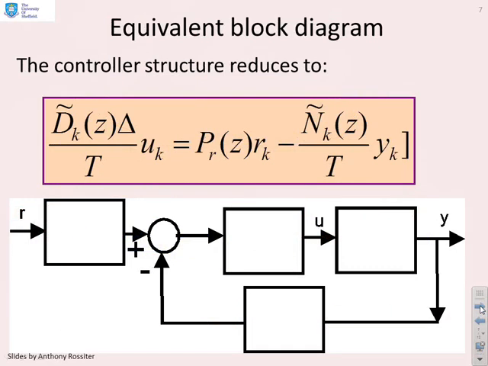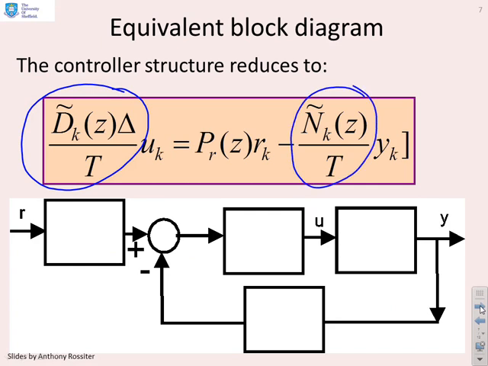Let's look at the new block diagram then. You'll notice the control law has changed slightly, because now multiplying delta u we've got this D_k tilde over T, and multiplying y we've got N_k tilde over T. So in other words, my control law now takes this form, N_k tilde over T there, T over D_k delta here.